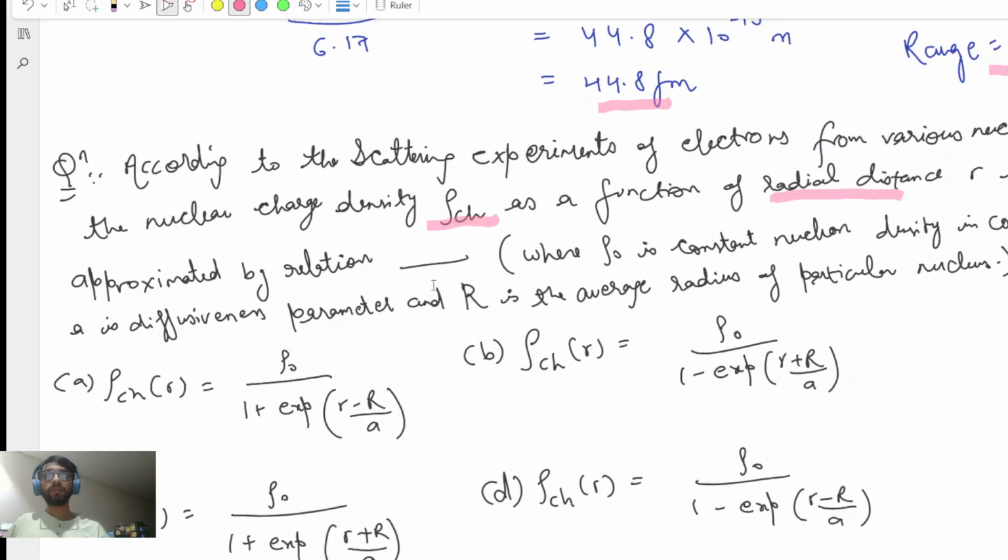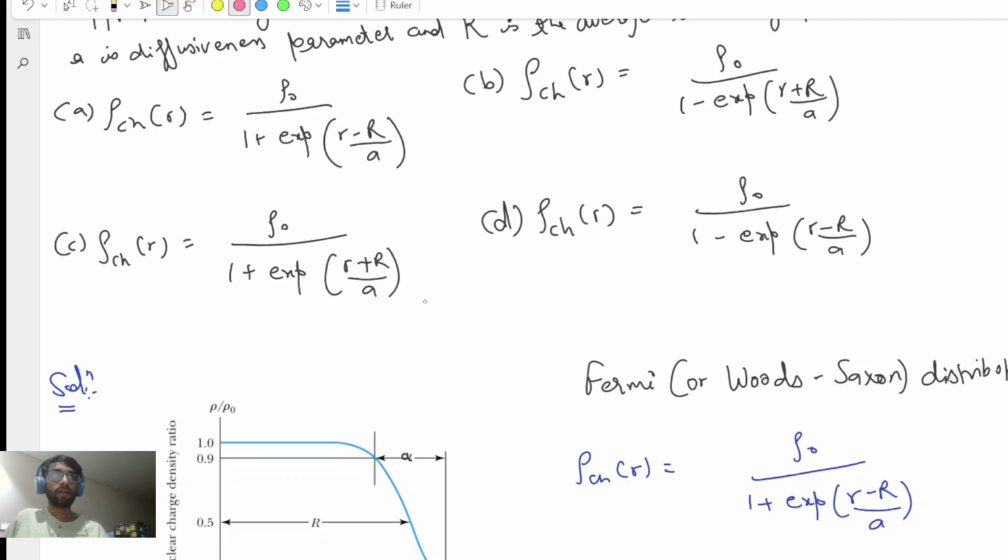This is the famous Fermi-Wood-Saxon distribution. We know that. This is the graph. You can see this blue line. Basically, most of the charge is accumulated here. The charge density is constant, then it decays at the boundary. Most of the charge is concentrated before the boundary. This is the famous relation you have to learn: rho naught over 1 plus exponential of (r minus R). So option 1.